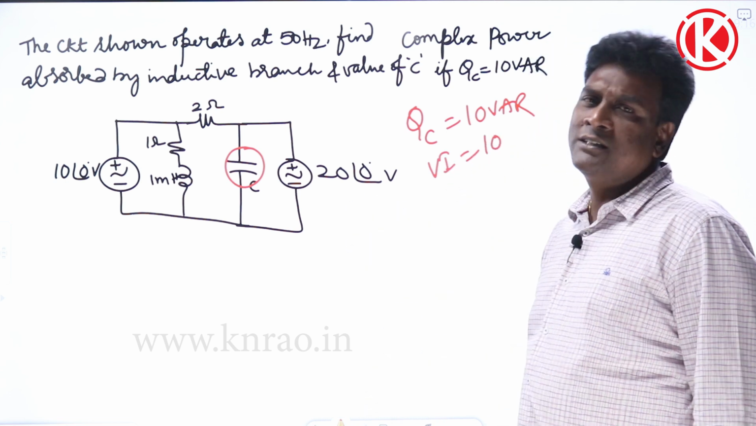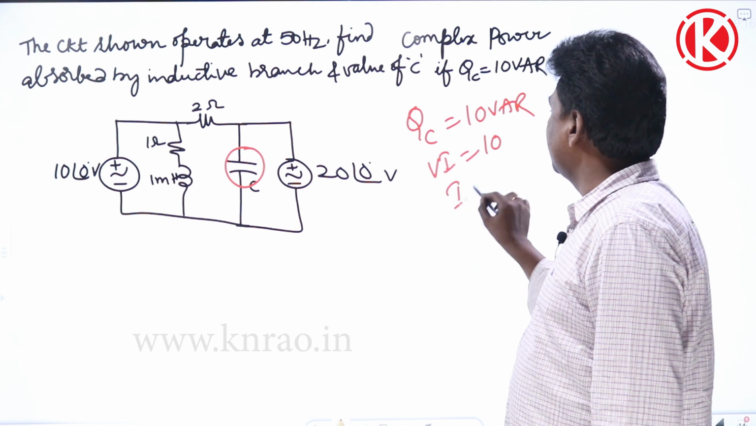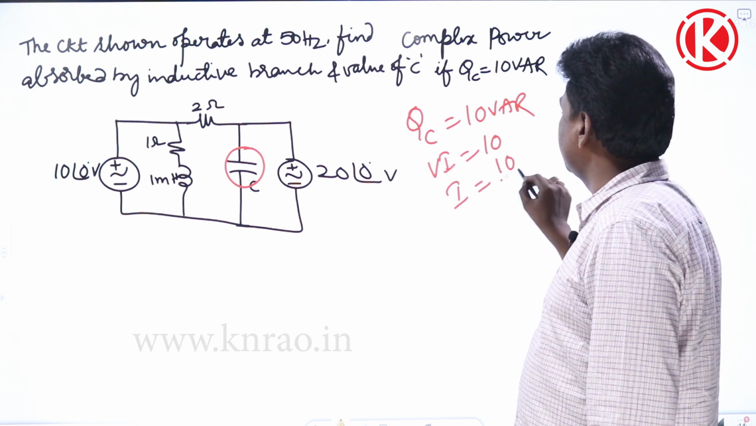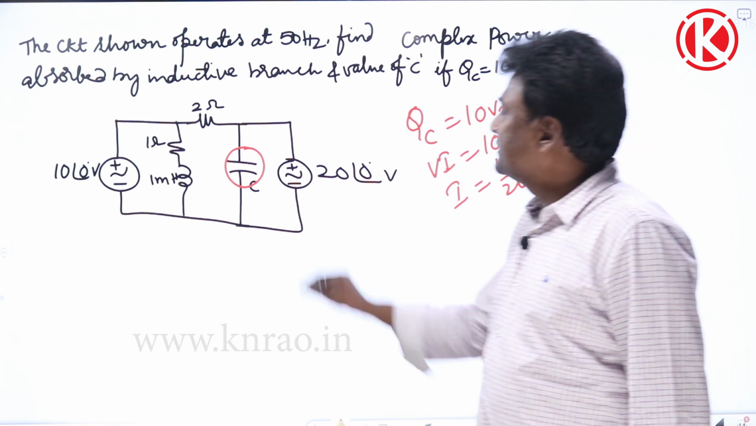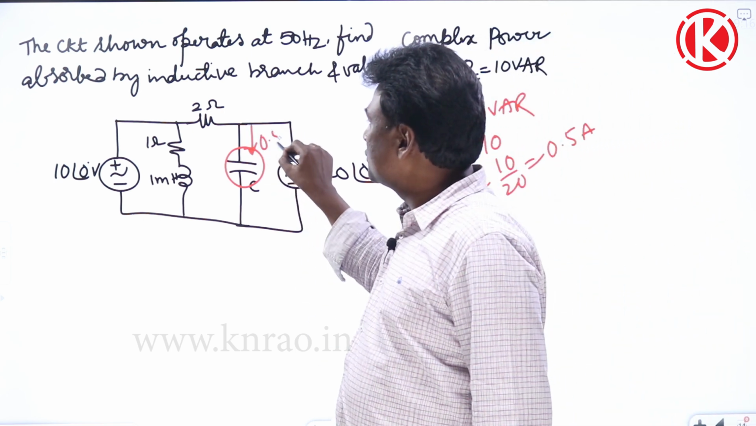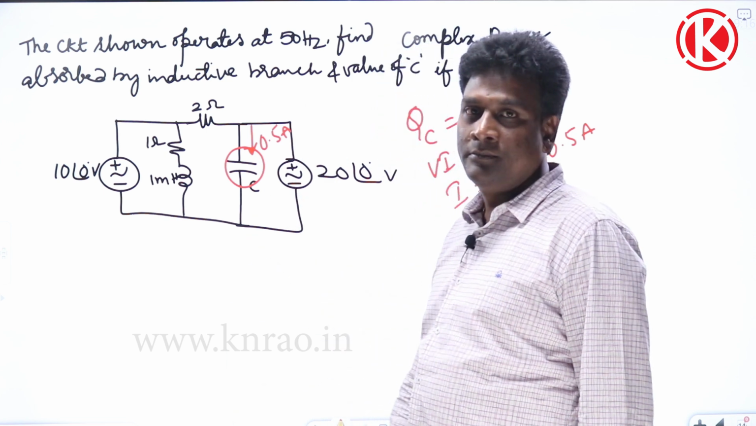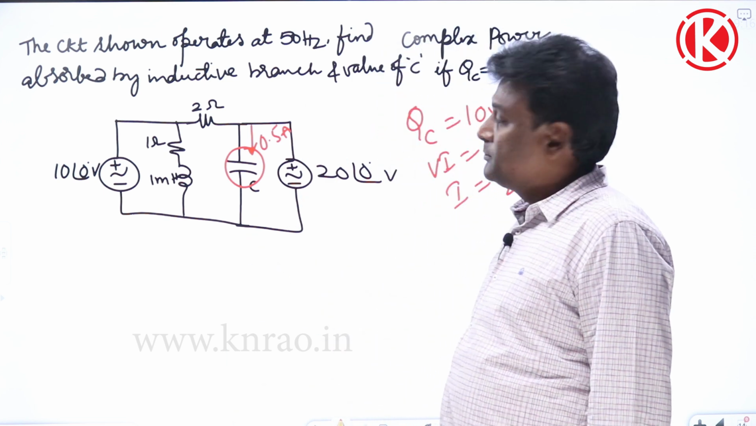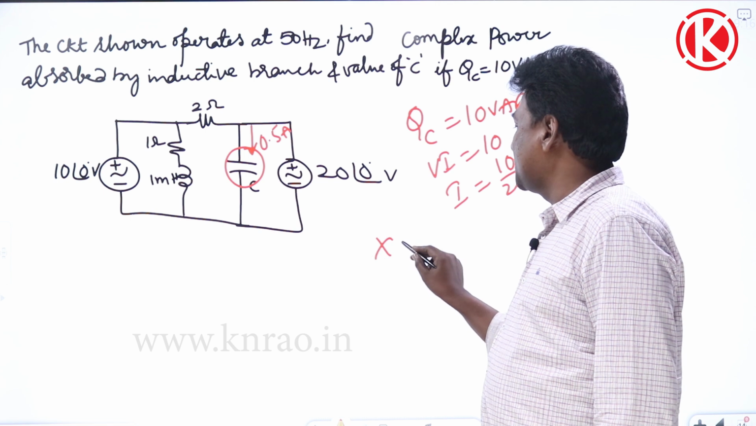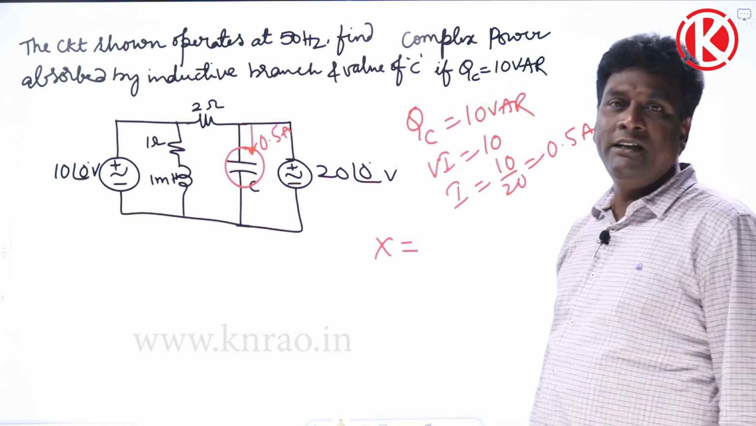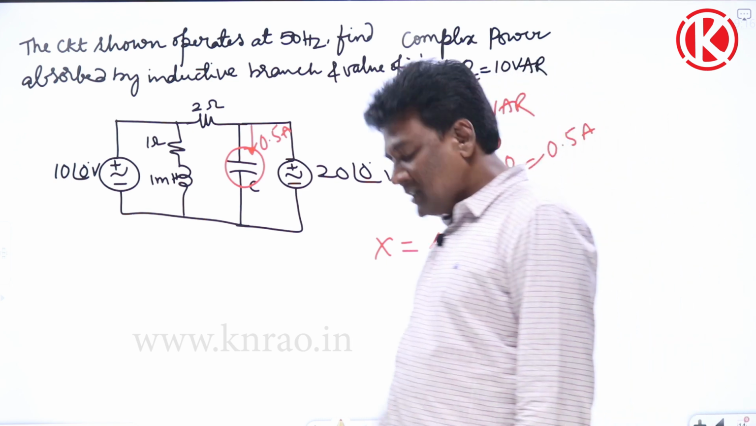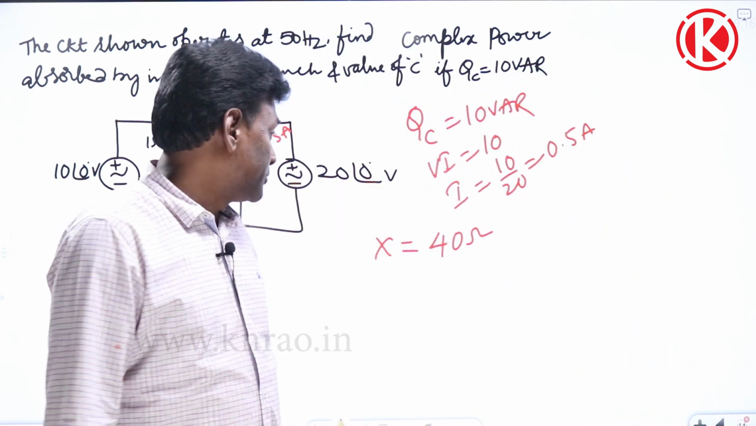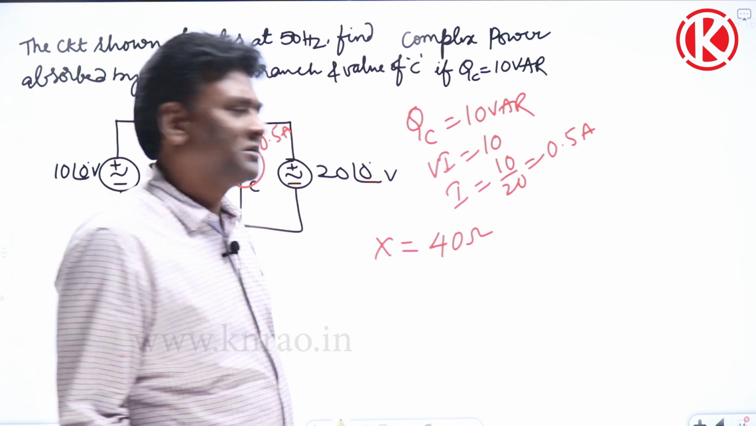And how much is voltage? 20 volts. So I is going to be 10 divided by 20, which is 0.5 amperes. In the sense, current flowing through this is 0.5 amperes. Now, if current is 0.5 amperes, how much will be that X? X is going to be V by I, 20 by 0.5, which is 40 ohms. If capacitor reactance value is 40 ohms, then we have to find out the capacitance value.